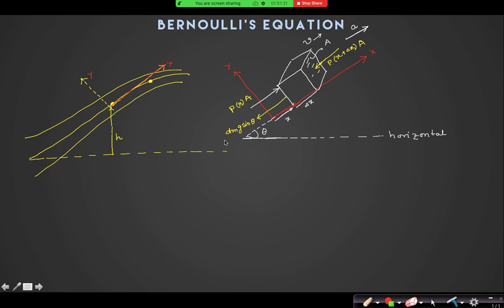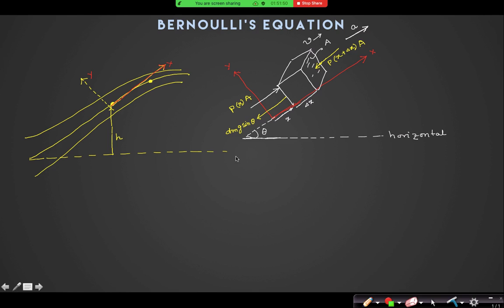Sir, which pressure will be more, P of x plus delta x or P of x? That I don't know. In my convention, I have taken P of x plus delta x to be more than P of x, but whatever it may be, I do not know. It may be anything.